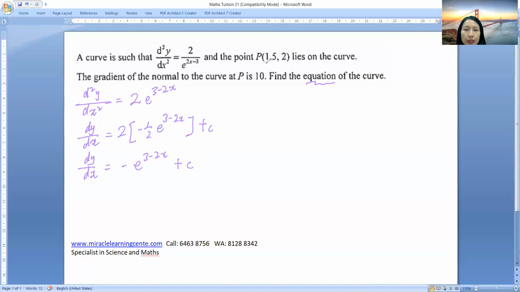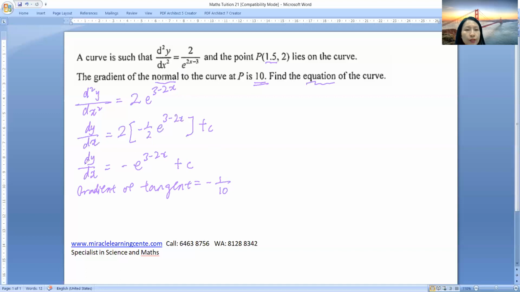Okay, we're given this point, x equals 1.5. And the gradient of the normal is 10. So if the gradient of the normal is 10, we know that the gradient of the tangent is negative 1 over 10, right? Because the gradient of the tangent is the negative reciprocal of the gradient of the normal. So you're going to substitute negative 1 over 10 into dy dx.